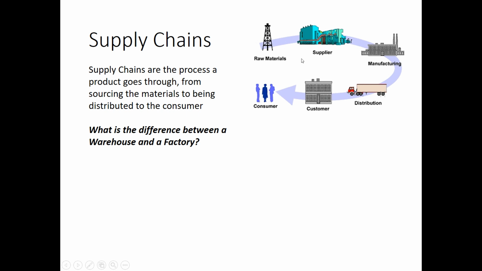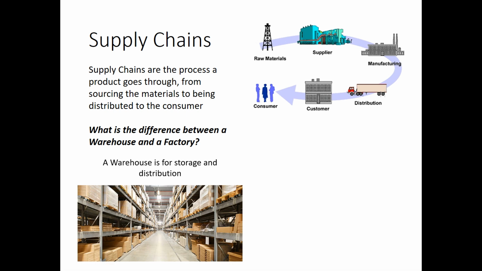So we normally start with a raw material. If we're talking about plastic bottles, that'll be oil. It's then supplied and then it's turned into a polymer. The polymer is then manufactured and blow molded into a bottle. It's distributed to the factories or the shops, and then the customer buys it from the shop and then it's consumed.